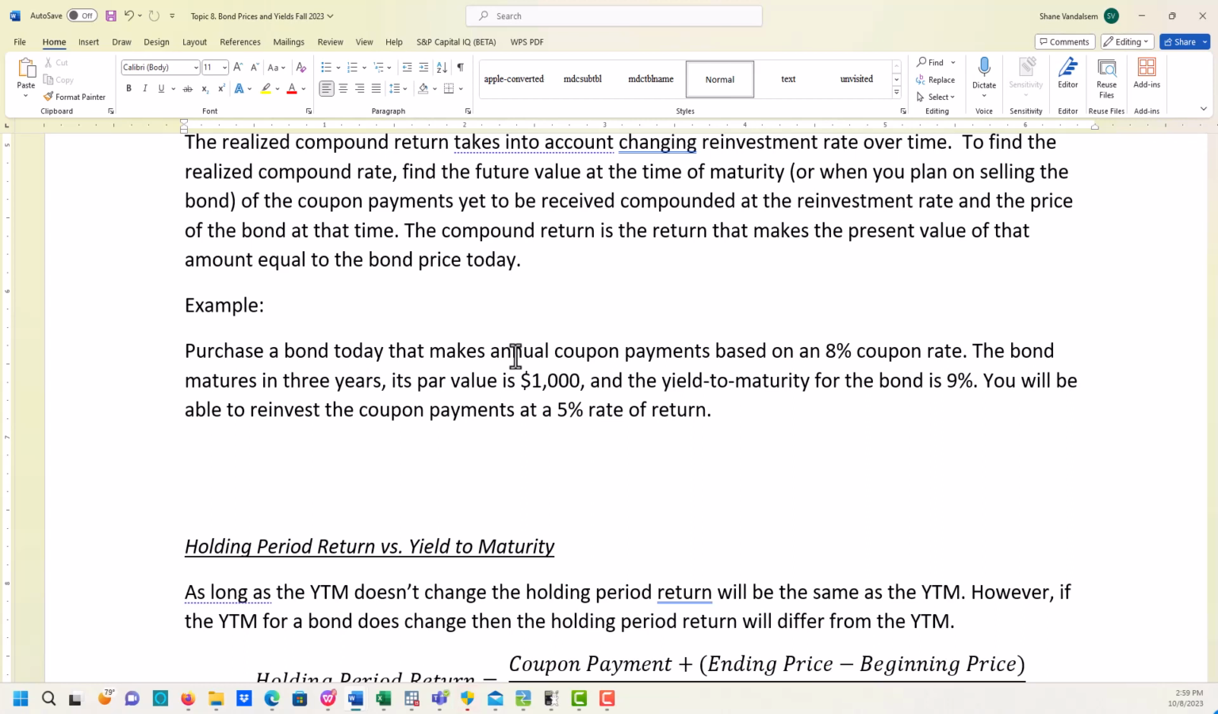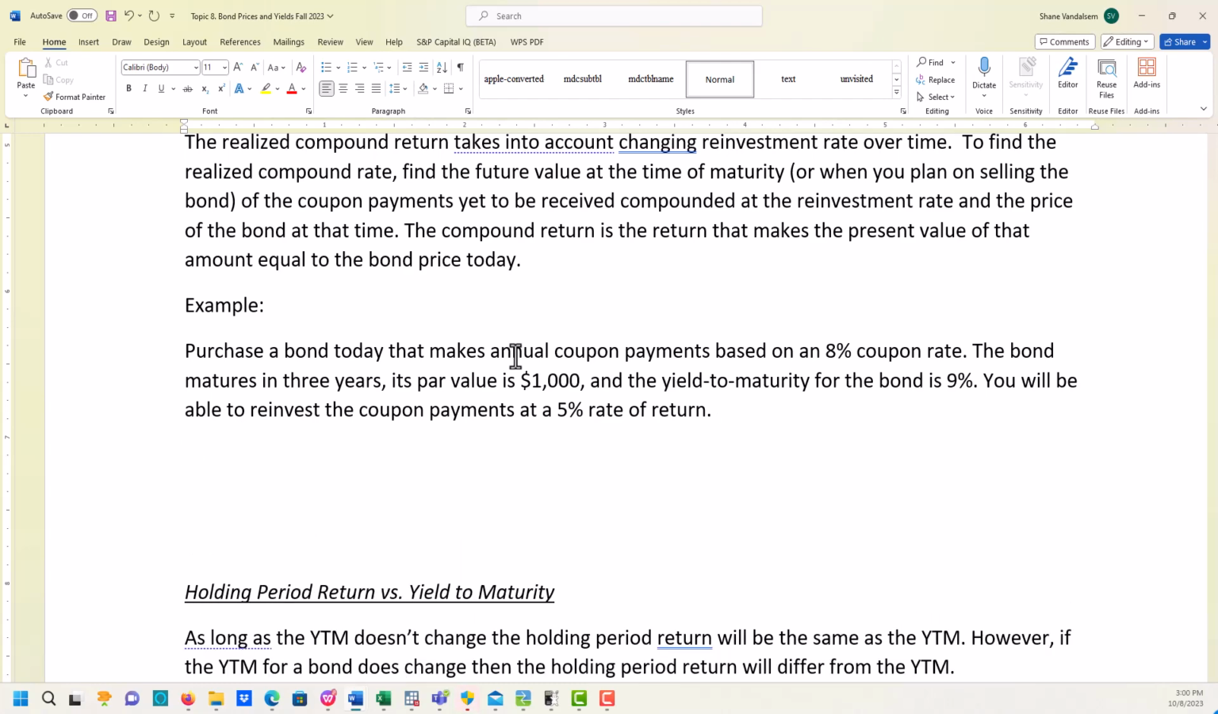So at the end of year 1, we're going to receive a coupon payment of 8%, or excuse me, of $80, and we're going to reinvest that at 5% for 2 years. At the end of year 2, we're going to receive an $80 payment, and we're going to reinvest that for 1 year. And then at the end of 3 years, we're going to receive our $1,080. So the first thing we want to do is figure out what the price of the bond is today, so how much we're going to invest. So what is the value of the bond today?